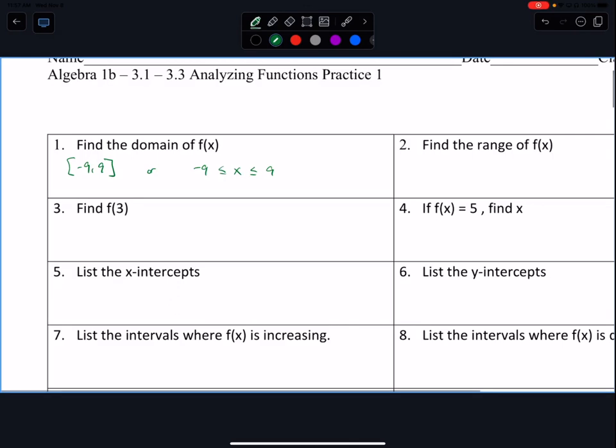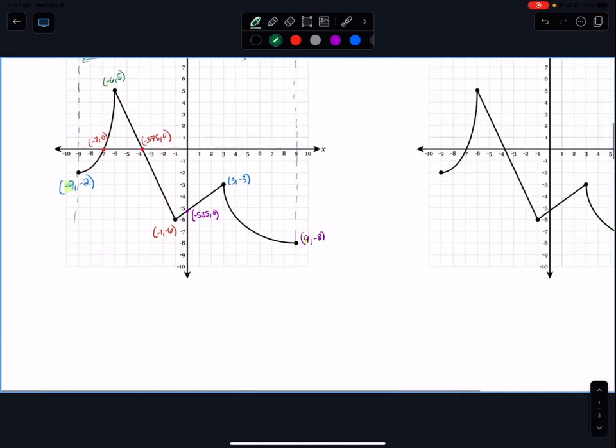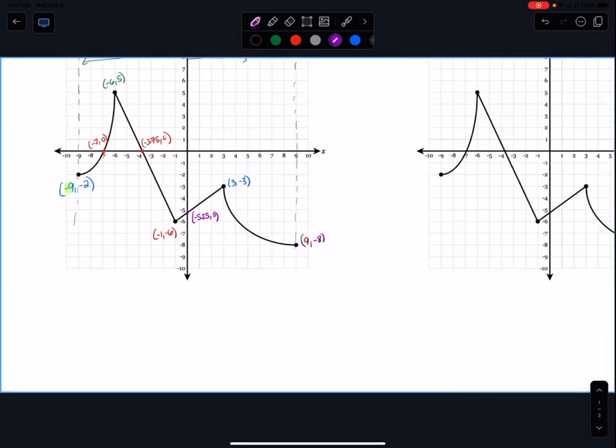Yeah, how low it goes, how high it goes. All right, cool. So here's my graph. How low does this go? My lowest point, I can see on my graph, I highlighted it. My lowest point's right here. All right, so that means I'm going to go all the way down here.